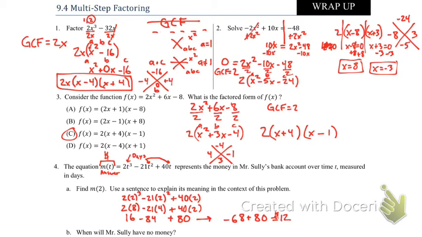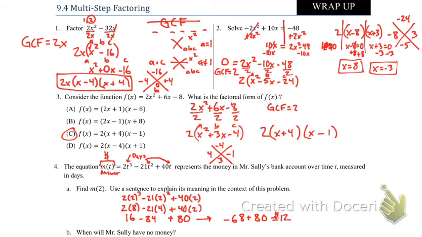Last section, part B. All right, this is what it's asking in part B. When will Mr. Sully have no money? All right, so in our function, which part of the function can we put in a 0 for no money? So if you look, it's always our answer here. The answer is the amount of money. So this entire thing is going to be 0.